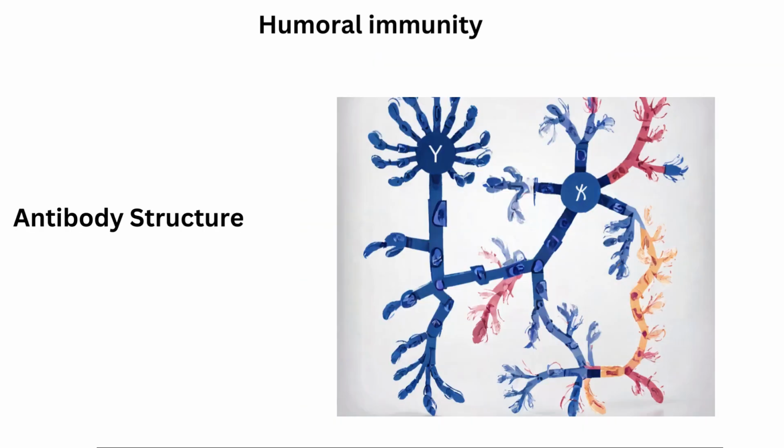Antibody structure. Antibodies are Y-shaped molecules with two identical antigen binding sites at the tips of each arm. The constant region of the antibody, the stem of the Y, determines its class, IgM, IgG, IgA, IgD, or IgE, and various effector functions.